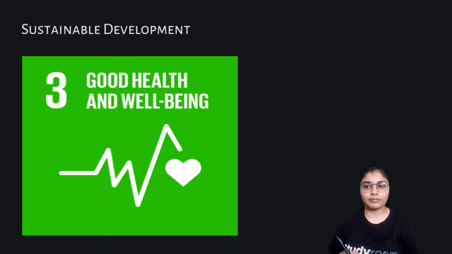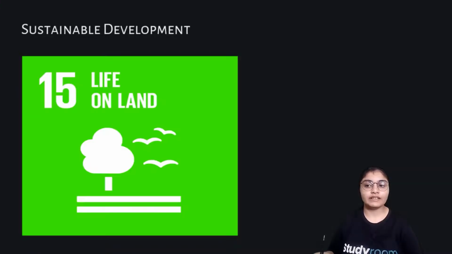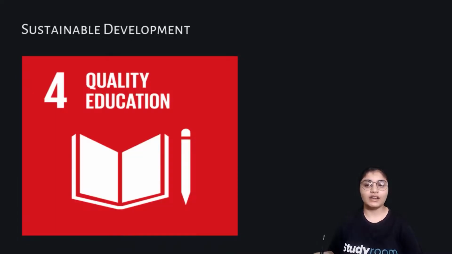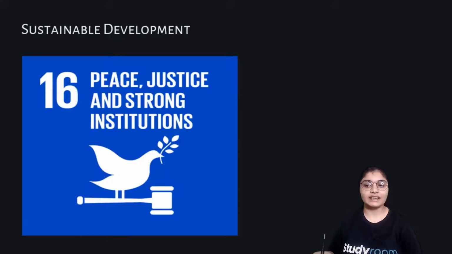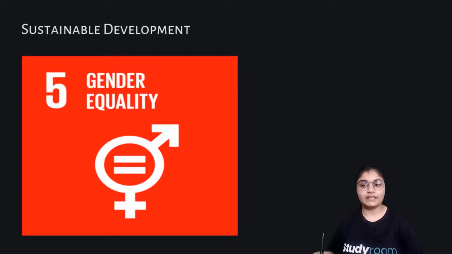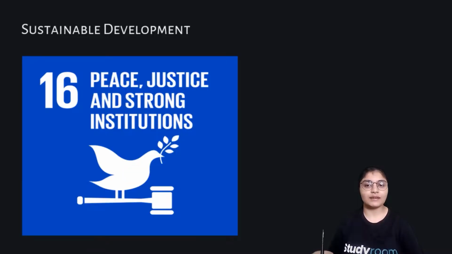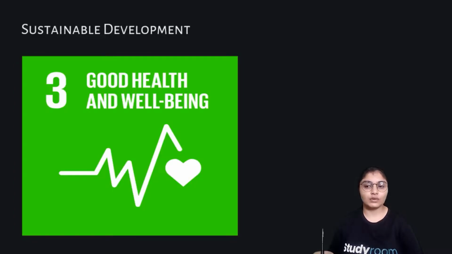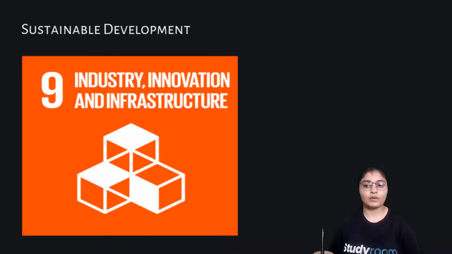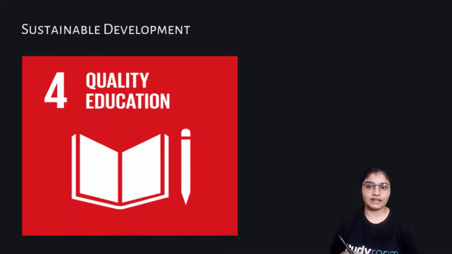We have 17 sustainable development goals or SDGs, and they are goal 1, no poverty; goal 2, zero hunger; goal 3, good health and well-being; goal 4, quality education; goal 5, gender equality; goal 6, clean water and sanitation; goal 7, affordable and clean energy; goal 8, decent work and economic growth; goal 9, industry, innovation and infrastructure; goal 10, reduced inequality; goal 11, sustainable cities and communities; goal 12, responsible consumption and production; goal 13, climate action; goal 14, life below water; goal 15, life on land; goal 16, peace and justice strong institutions; goal 17, partnerships to achieve the goal.